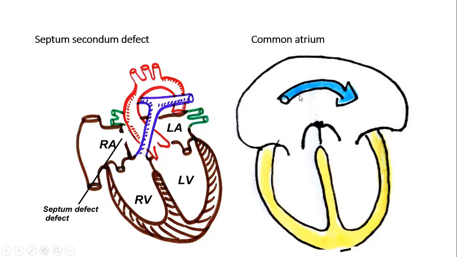Now here there is no septum at all. There is a condition where the atrium's initial development was one single atrium. Then there was formation of the septum. Sometimes the septum fails to develop. Then it leads to a condition called common atrium, where both the atria are communicating with each other without any septum. There is no septum at all.